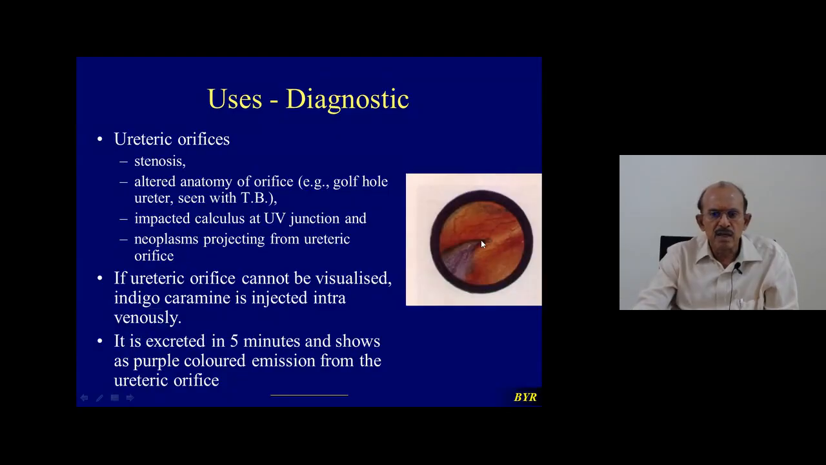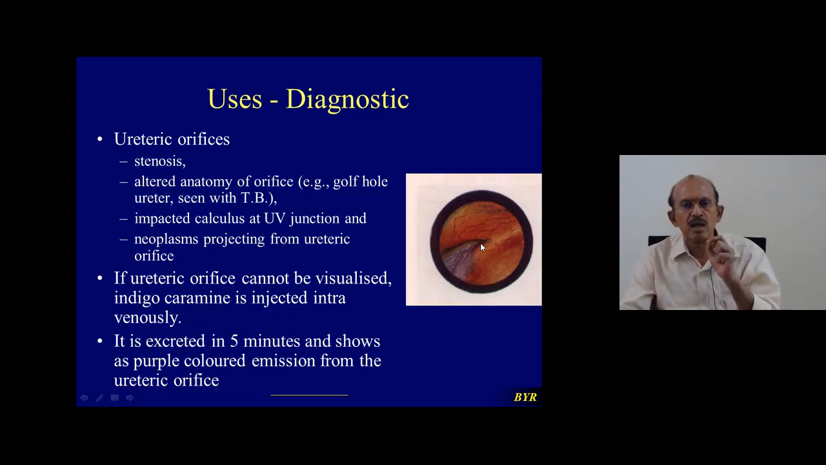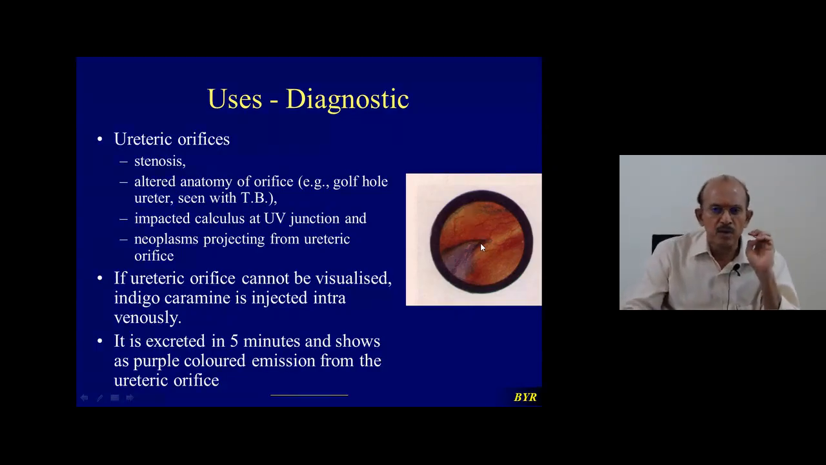So this is the indigo carmine. When you are not able to find the ureteric orifice, because sometimes they will be very small and flush with the bladder mucosa, you can't see it. Then what you do is inject indigo carmine dye intravenously. The dye is excreted in the urine and that stains the urine blue. So by looking at the blue color, you can identify the ureteric orifice.